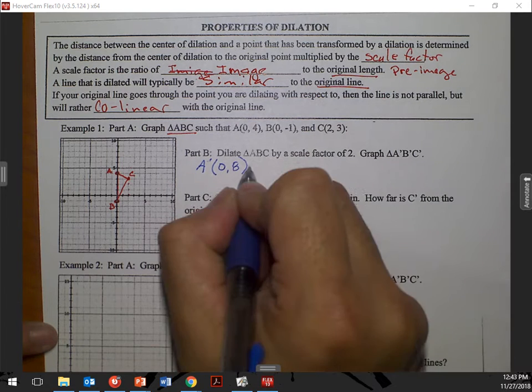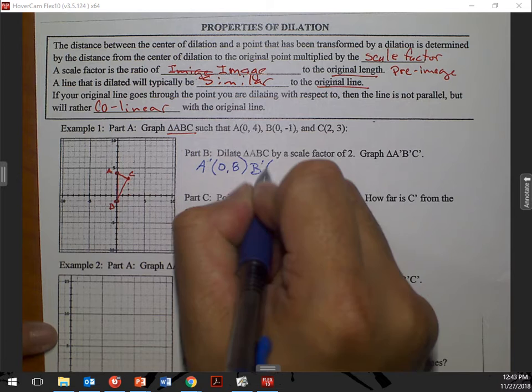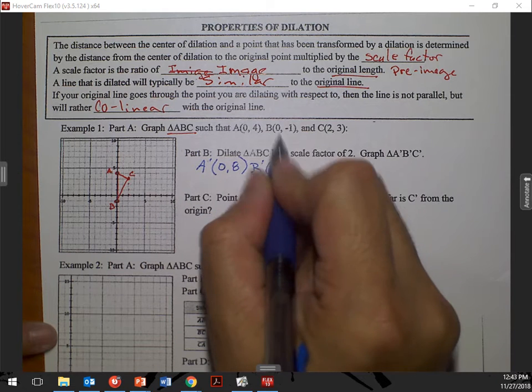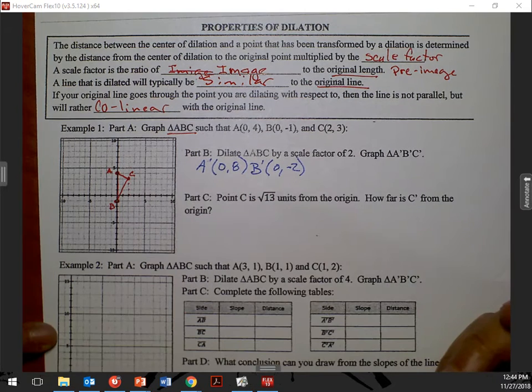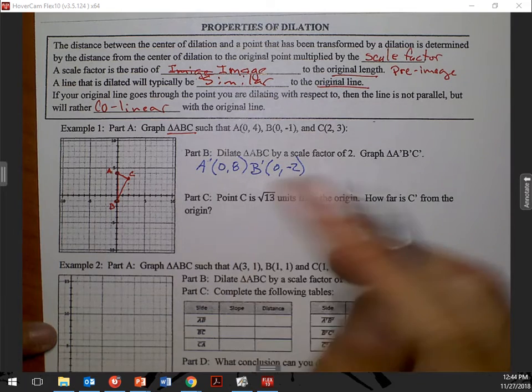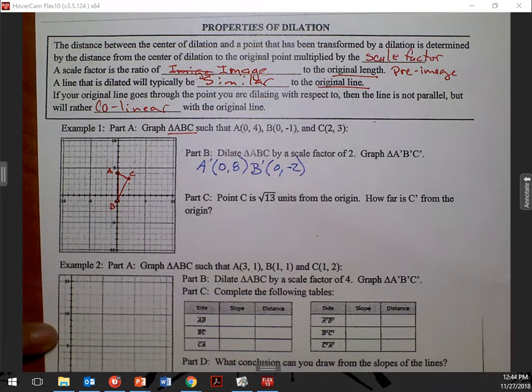Okay. B prime would be (0, -2). Yes? Am I losing anyone on this? No. C prime.